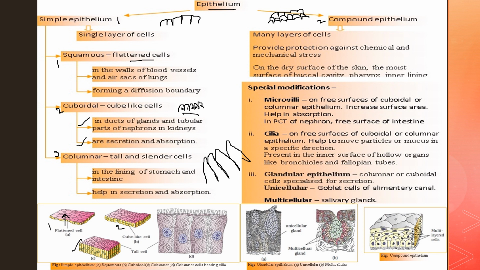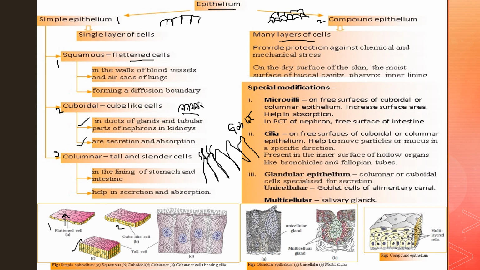And here also, in between these columnar cells, there are special cells called goblet cells, which are responsible for secretion of mucus. Or else, they may have cilia-like projections on their surface. Here these hair-like projections are present. These are present in the lining of the stomach and intestine, and they also help in secretion and absorption.